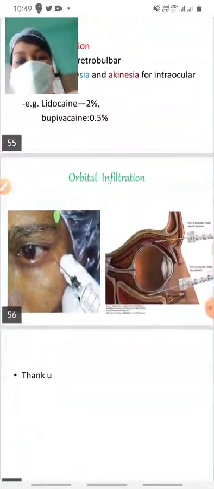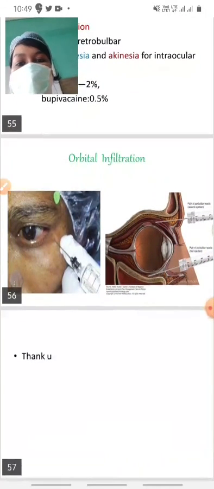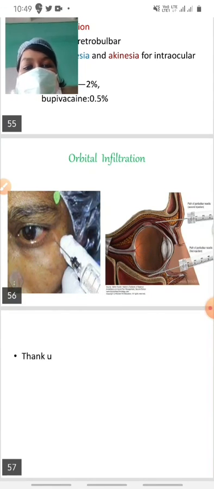So this is how we give an orbital infiltration. In the first picture, we are seeing that the needle is used. It should be a 26 gauge needle ideally. In the lower part, the injection is given between the medial 1/3 and the lateral 2/3 of the eye, and it should be diagonally opposite in the upper lid. It should be at the junction of the medial 1/3 and lateral 2/3. So the injection that we give goes to the peribulbar space, and the patient achieves anesthesia and akinesia. Thank you.